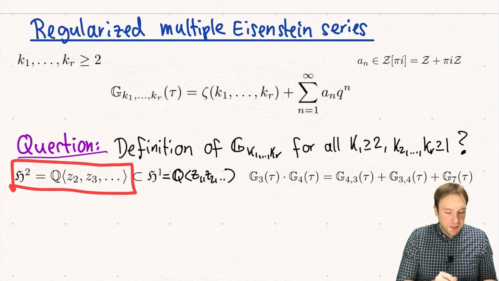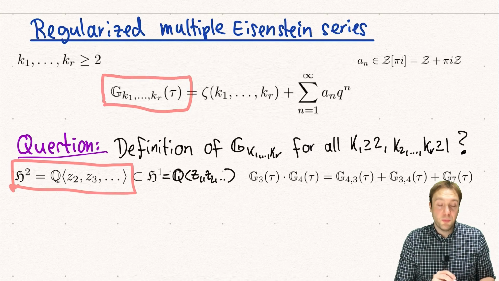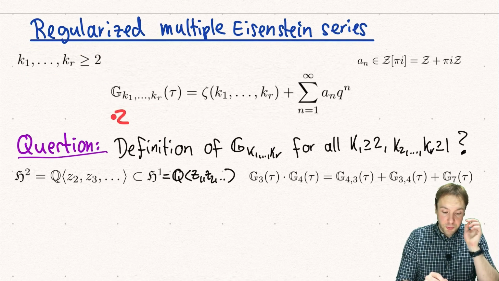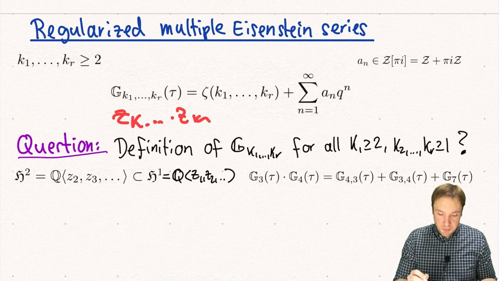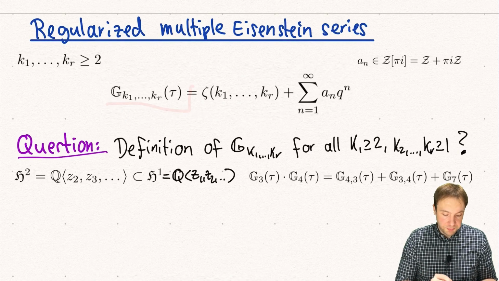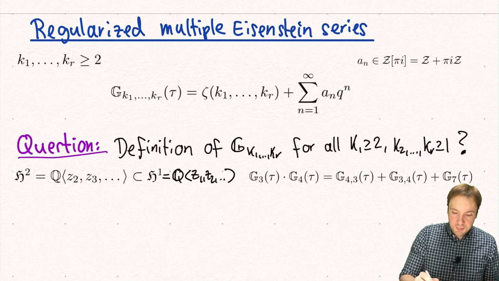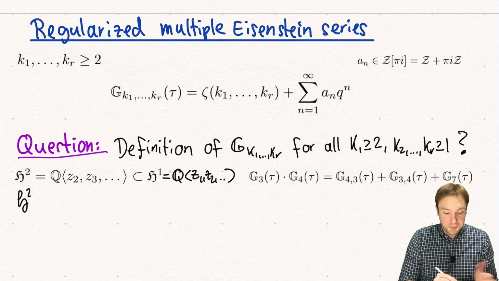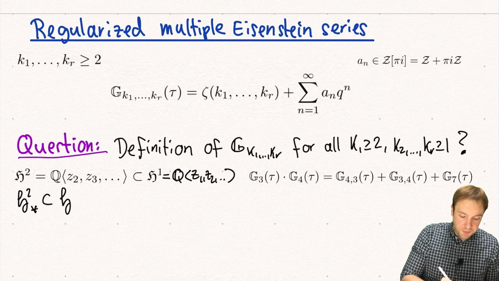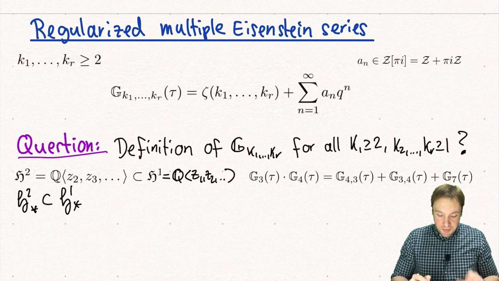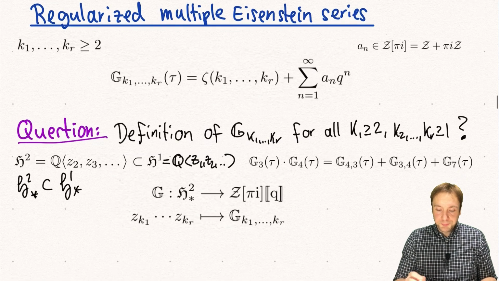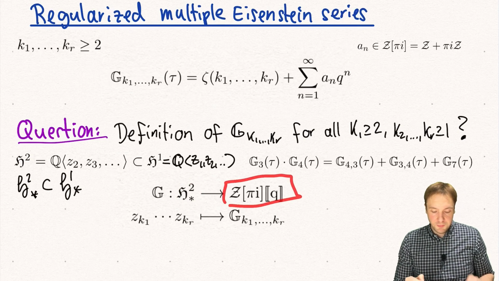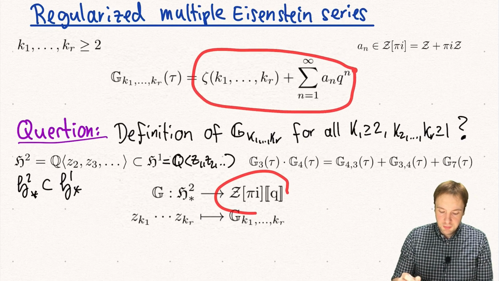So you can think of these elements as corresponding to linear combinations of multiple Eisenstein series, because an index k1 up to kr corresponds to the word z_k1 up to z_kr. First of all, it's clear that this H2 is closed under the stuffle product. So we get a subalgebra of H1 with this stuffle product. And therefore we can view these multiple Eisenstein series as an algebra homomorphism from H2 with the stuffle product to the space of q-series of this shape here.